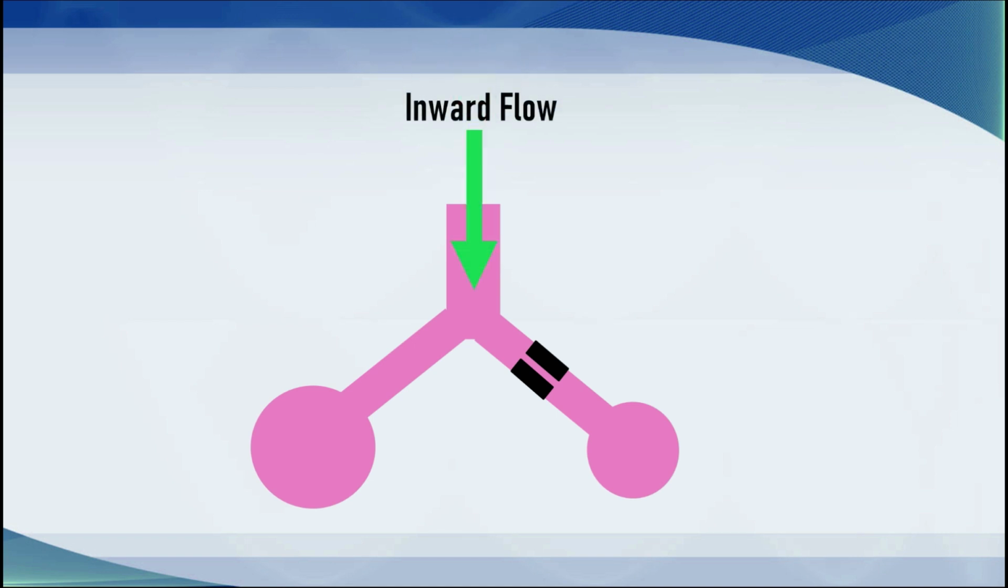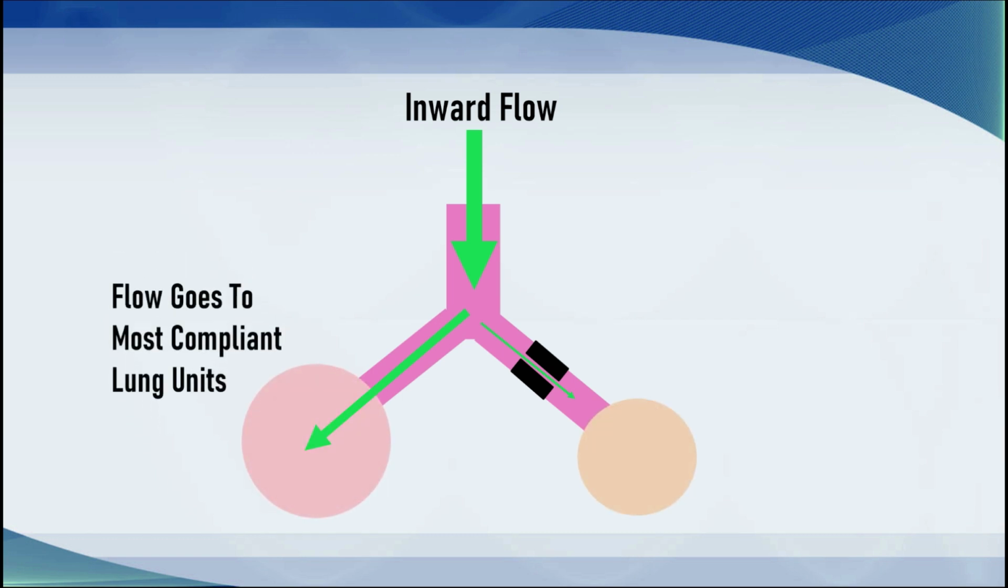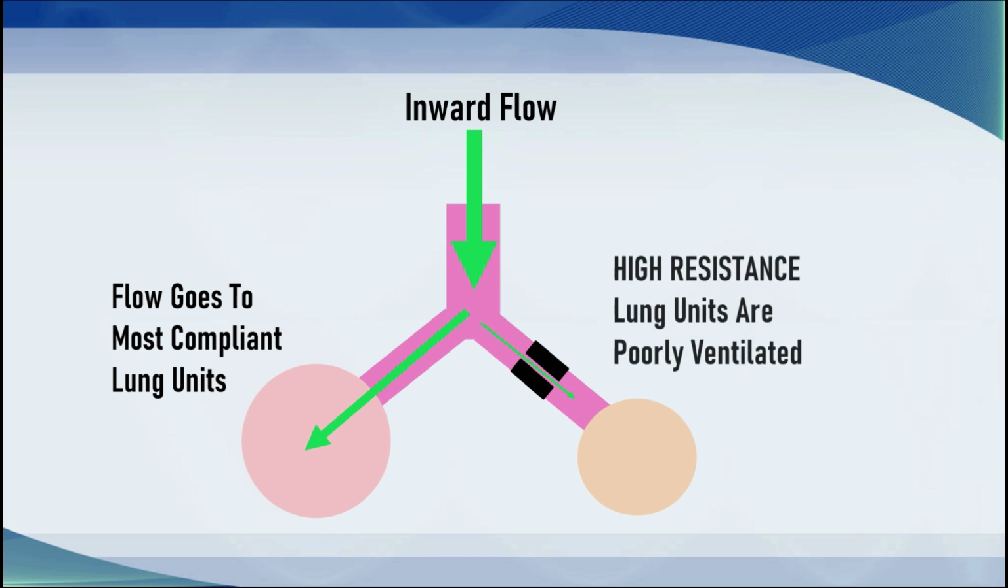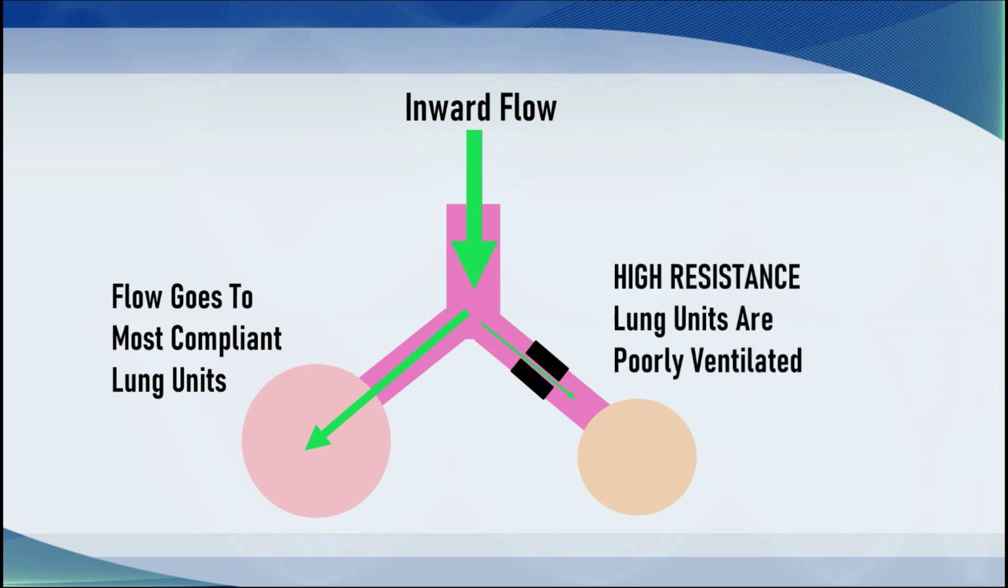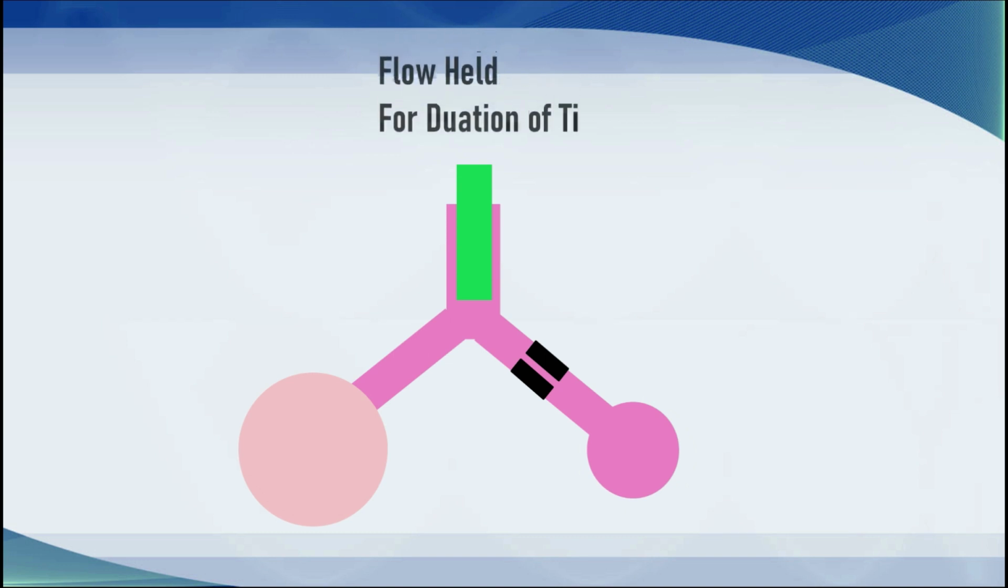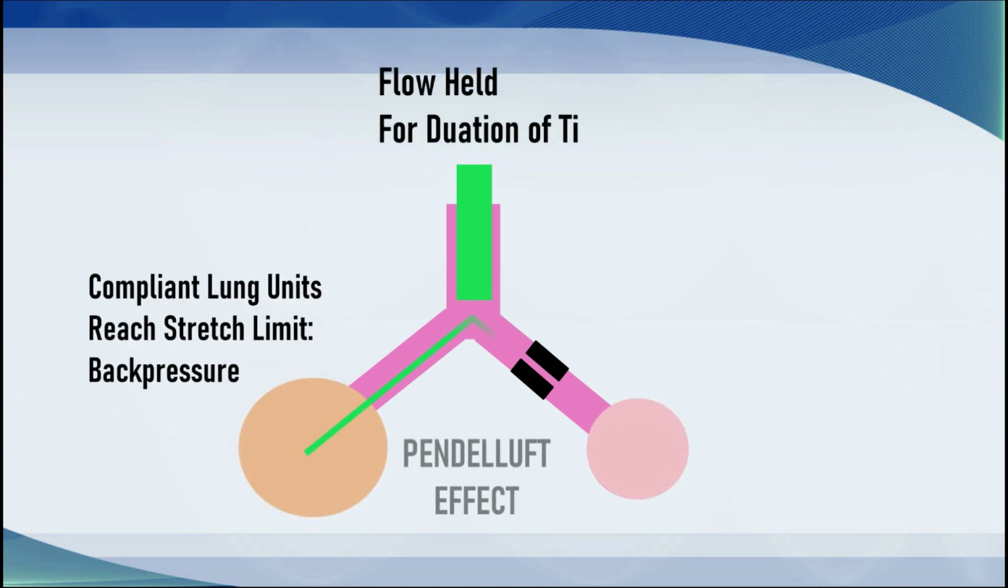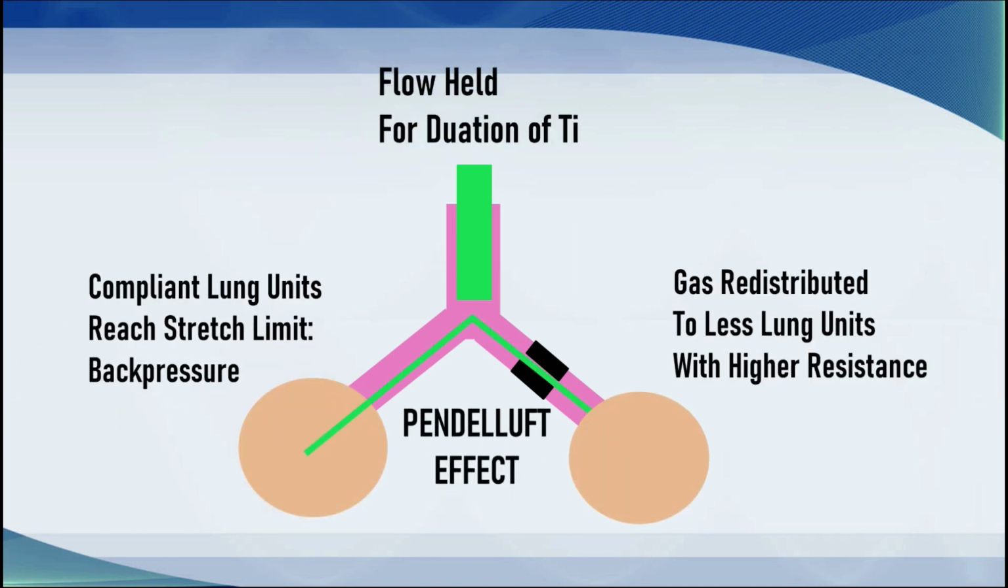of increased resistance. And just like in the low compliance situation, flow will always go to the most compliant lung units, and the more resistant lung units are poorly ventilated. Again, if we put a plug into the airway and hold the gas there, what happens is the compliant lungs back pressurize, there's a Pendelluft effect, and gas is redistributed to lungs with higher resistance.